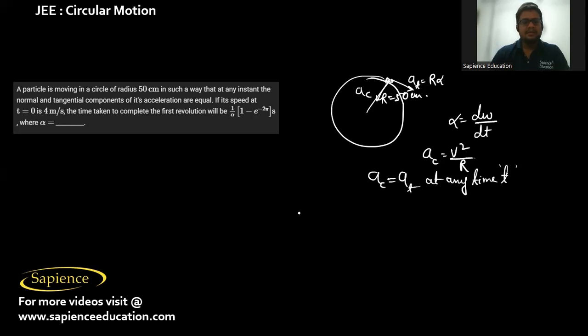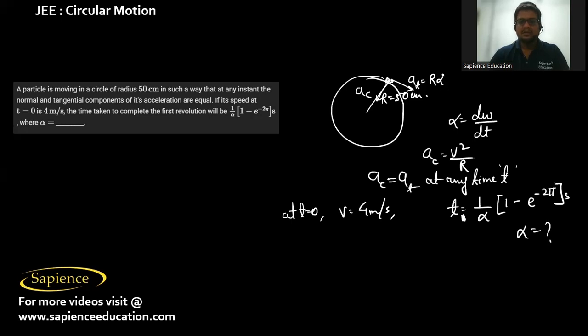Then if its speed at t equal to 0, if the velocity is 4 meter per second, the time taken to complete the first revolution, let's say t1, will be equal to 1 by alpha into 1 minus e power minus 2 pi seconds, where alpha will be how much? So here we can call it alpha dash, which is angular acceleration.